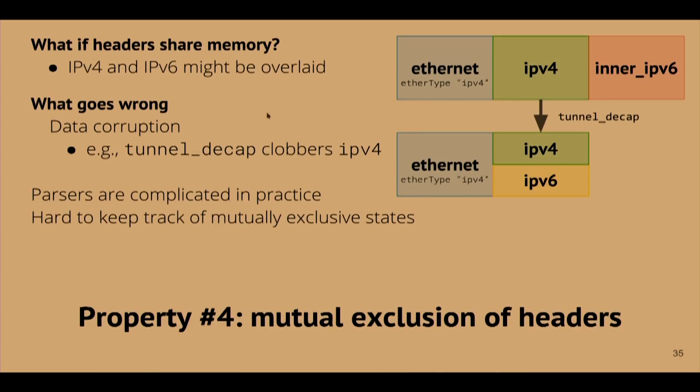So in our example, IPv4 and IPv6 are mutually exclusive protocols, so their headers might share the same registers. So when we decapsulate the IPv6 header, we might end up clobbering data in the IPv4 header. Parsers are complicated in practice, so it's hard to keep track of which headers are mutually exclusive. So another property that we'd want to verify is the mutual exclusion of headers.